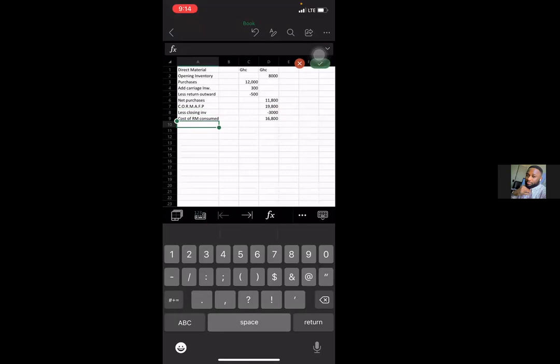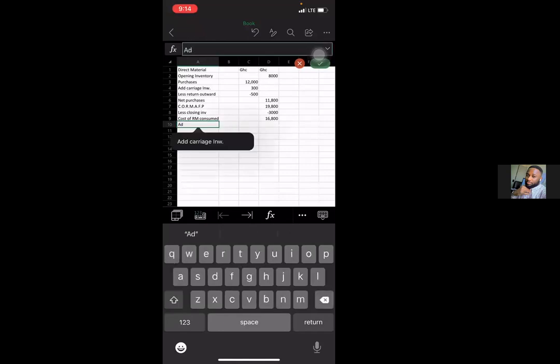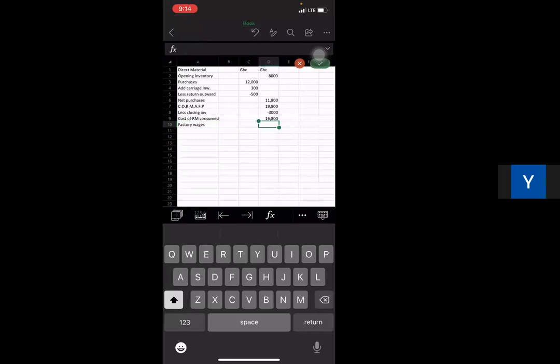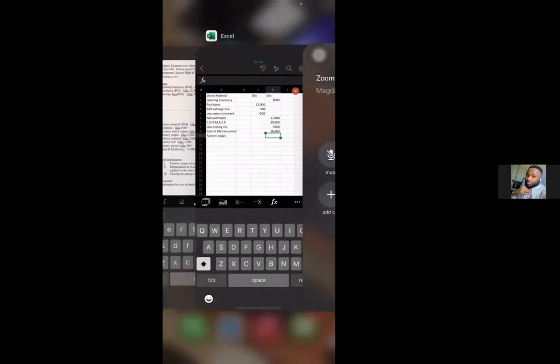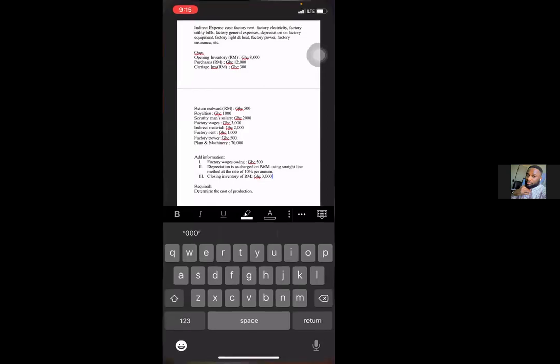Please, what do we do next? You add direct expenses and direct labor. Okay, so we add factory wages. And what's the amount? 3,000. Please note that for the factory wages, we're also given amount outstanding. All right, so we have amount outstanding and amount paid. So what would be your figure for factory wages? Very good, 3,500.